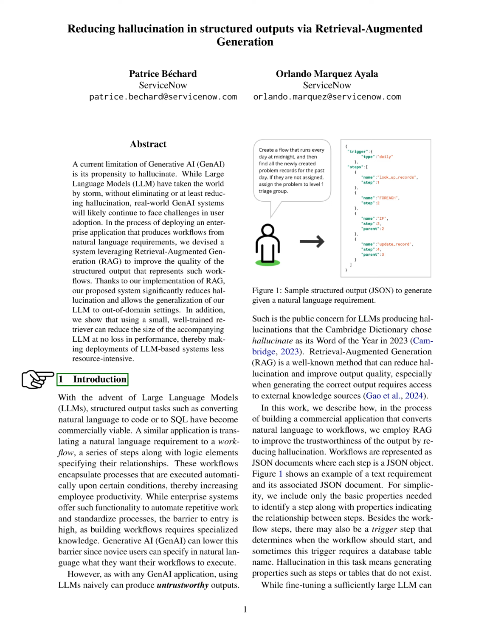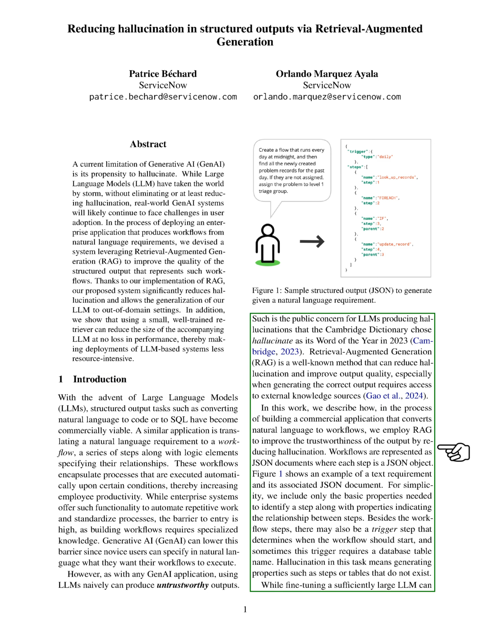Section: Introduction. In this section, we discuss how we are leveraging Retrieval-Augmented Generation (RAG) to enhance the trustworthiness of our commercial application that converts natural language into workflows. By using RAG, we aim to reduce hallucination, which is the generation of incorrect properties like non-existent steps or tables. Our workflows are represented as JSON documents, where each step is a JSON object. To illustrate, we provide an example of a text requirement and its corresponding JSON document in the figure.